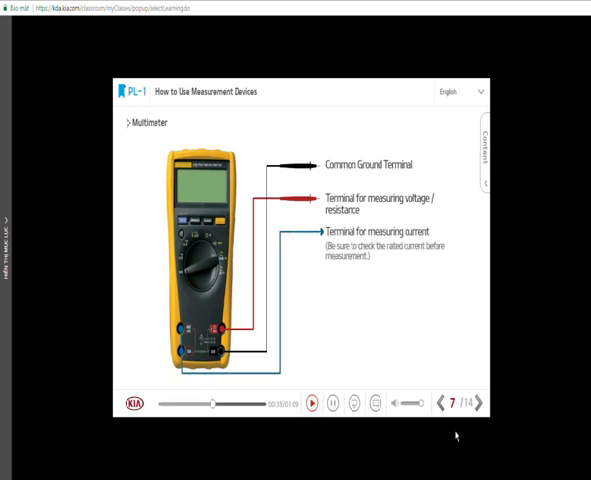Also, 2 terminals on the left are used to measure the current. Since rated current is indicated on the terminal, you should select the terminal that has a higher current value than the estimated current to carry out measurement.